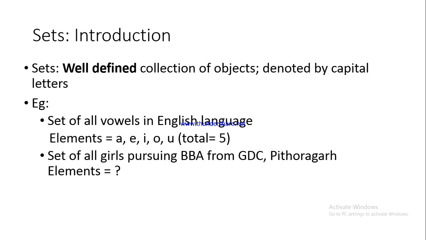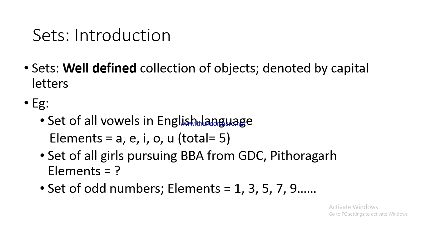Now again, let us take one more example. Set of all girls pursuing BBA from Government Degree College, Pithoragarh. So this is a set and a very well defined set. Why? Because everybody knows which all girls are pursuing BBA from Government Degree College, Pithoragarh. So there has to be no ambiguity while defining a set. Then only we can say that this set is very well defined. Now, what will be the elements in this particular set? You can find out on your own, and you can also find out the number of these elements which will be part of this particular set.